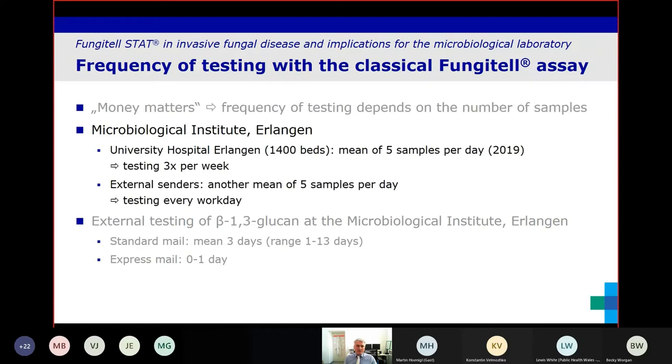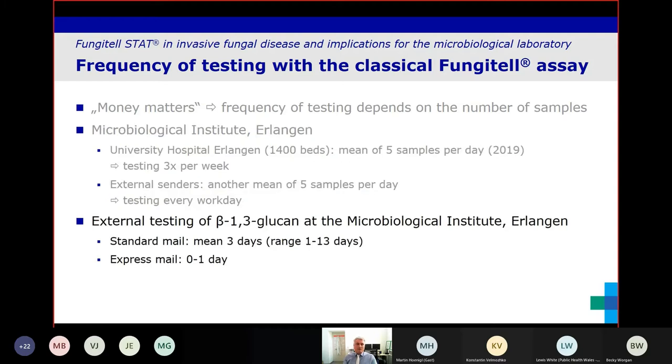And we in Erlangen have a 1,400-bed hospital, and we get approximately 5 samples per day, which means with our approach we were able to test 3 times per week. In the last years, we got a lot of samples from external centers, which means we have another mean of 5 samples per day. So at the moment, we are able to perform everyday testing with the classical Fungitell assay. But this is not the case for other labs who have fewer samples; they won't be able to use the classical Fungitell assay, or they would pay an enormous amount of money per sample.